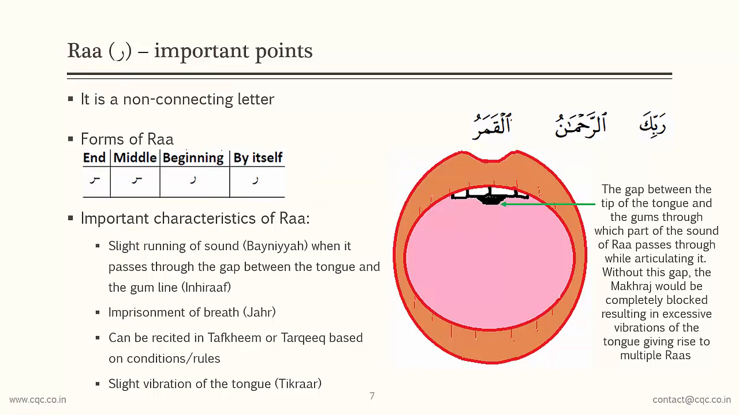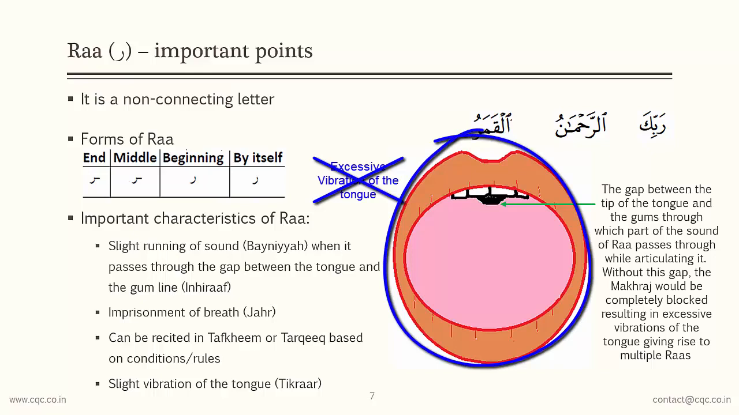Also, many of us sometimes recite it with excessive vibration, which gives the impression of multiple ra's, something like ar. Now this happens when the makhraj point is getting locked completely, which causes the tongue to flap and vibrate vigorously, giving the sound of multiple ra's. The correct manner is for the tongue to strike the gums of the upper incisors, but a small opening remaining, and this causes the sound to continue or to run slightly, as can be seen from this diagram here. This gap results in three attributes of the letter ra: inhiraf, bayniyah and tikrar. We will study them in more detail inshallah later.